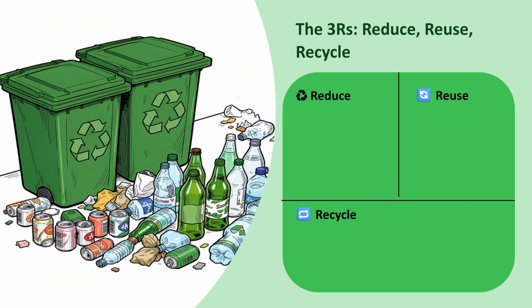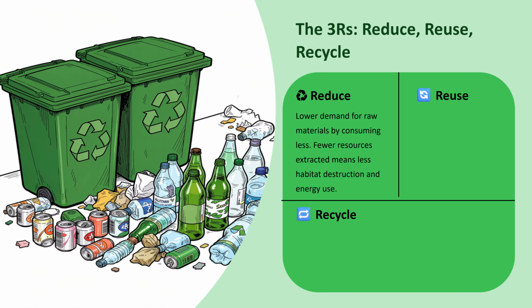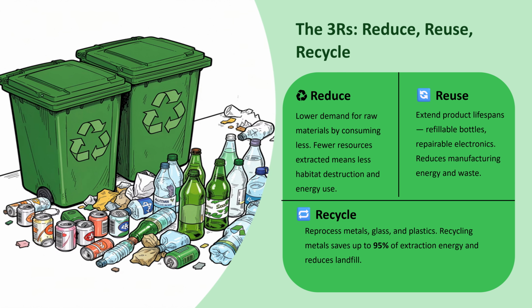The 3Rs are important methods for conserving resources. Reducing means using fewer resources and producing less waste. Reusing means using items again instead of throwing them away. Recycling involves processing used materials so they can be turned into new products. Recycling metals such as aluminium uses much less energy than extracting metals from ores. These methods help conserve finite resources and reduce environmental pollution.